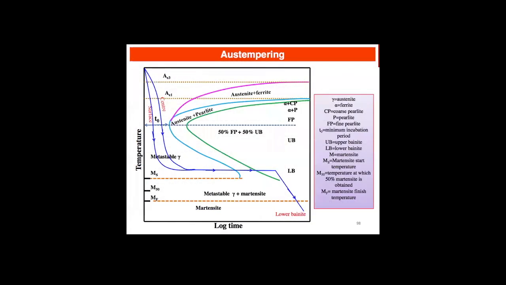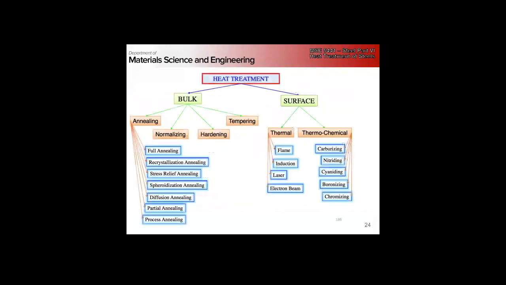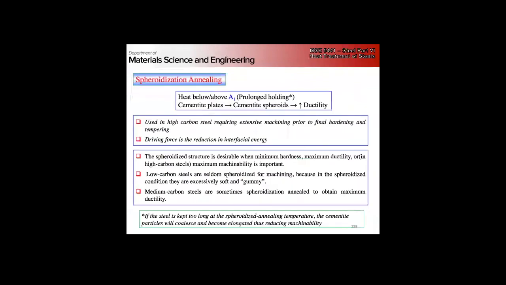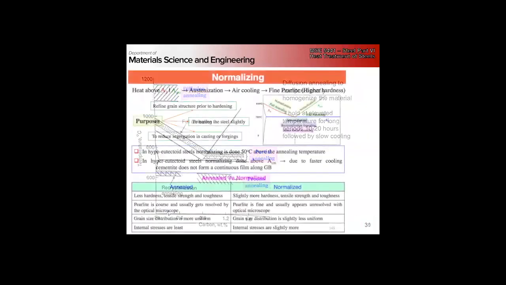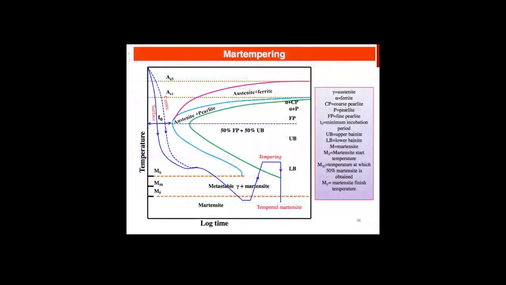I'm not going to ask necessarily about specific heat treatments. I'm not going to say, sketch the TTT diagram for austempering. But I might give you the TTT diagram and ask you to describe what's happening during this process and what microstructure you're likely to end up with. We talked about a lot of different heat treatments, austempering and patenting, and we defined all the different types of annealing. That's not going to be super critical.